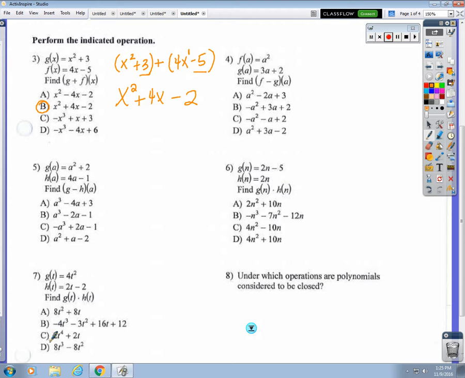Alright, number 4, they want you to start with the f function, which is a squared, and they want you to subtract the g function. Now keep in mind, you're subtracting the entire g function, and it's 2 different terms. So you must put it in parentheses. And the reason we have to do that is so that we know the negative belongs to both of those. Okay, so now we have a squared minus 3a minus 2. There is a typo in the choices. This one should have said minus, making D the right answer.